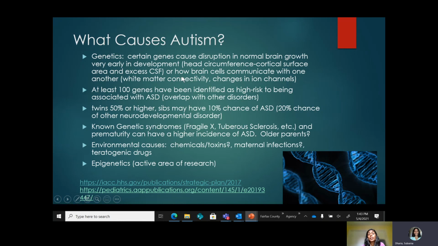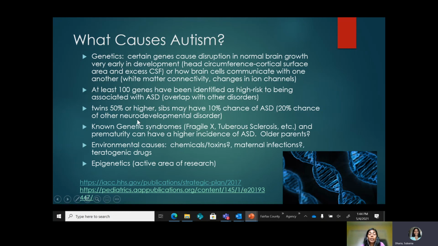And then additionally, how the brain cells communicate with one another might be different or changed. So the white matter, which contains the nerve cells in the brain, might not have the same connectivity as a typical brain, or the channels between them, the ion channels, might be compromised. But already there's at least 100 genes that have been identified as being high risk for autism, but there's an overlap with lots of other types of disorders. So this is an area that is still widely being researched and will continue to, I think, give us more answers as time goes on.